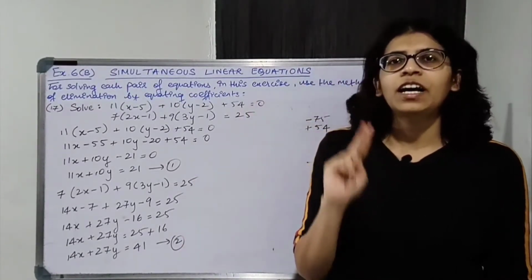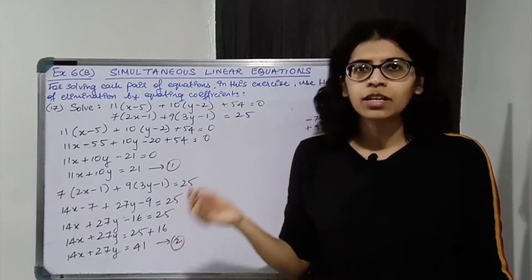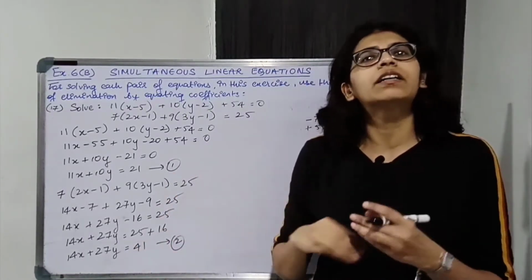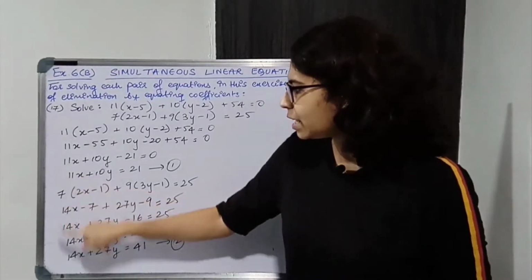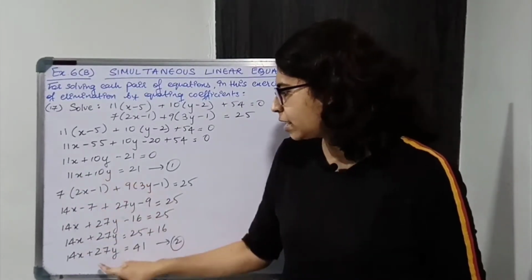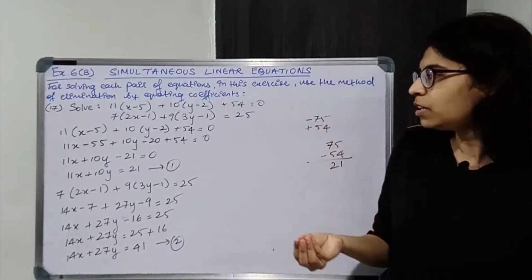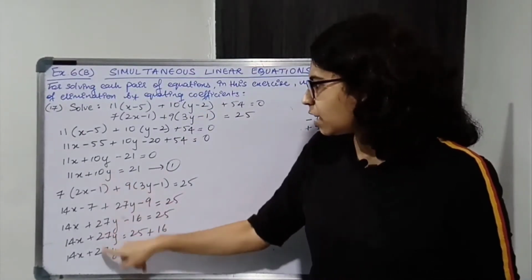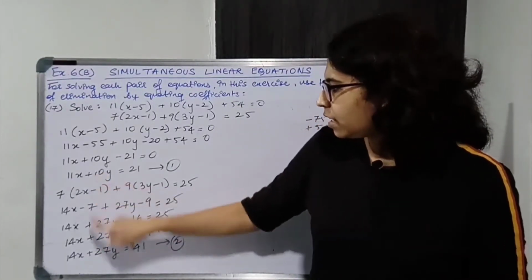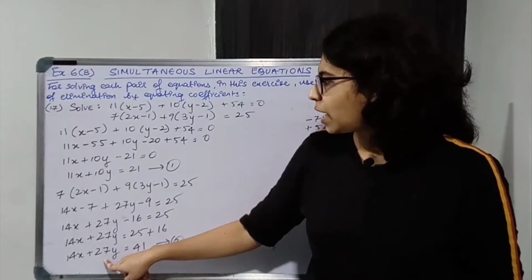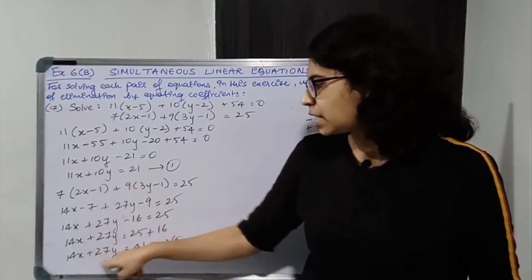Second step, we have to make the coefficients equal. First check if they are equal, then we don't need to make them equal, but if they are not, coefficients को equal करना है. So x का 11 and 14 है and y का 10 and 27 है. So it depends which one you want to make equal. Okay, I'll make y का coefficients equal. Okay, so 10 and 27 है. So I need to make this, I'll multiply by 27 and this I'll multiply by 10.